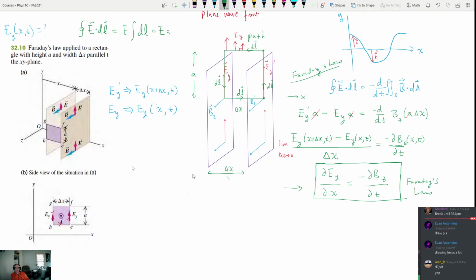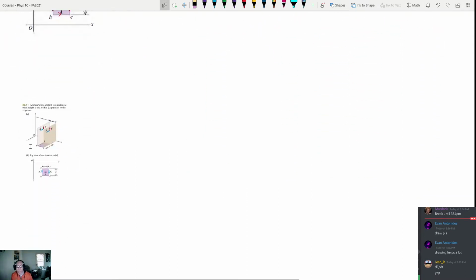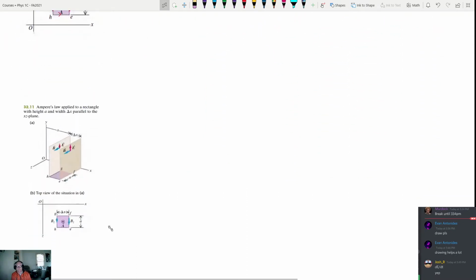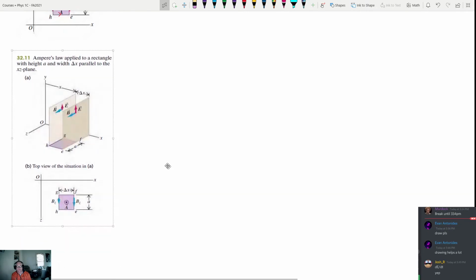Okay. The next thing that we want to do is do the same thing for Ampere's law. And that's represented here. So for Ampere's law, what we're going to need to do is flip it. Do we need to flip it?